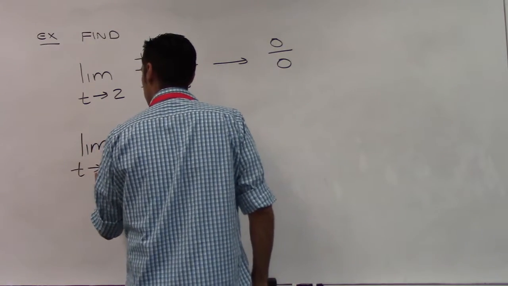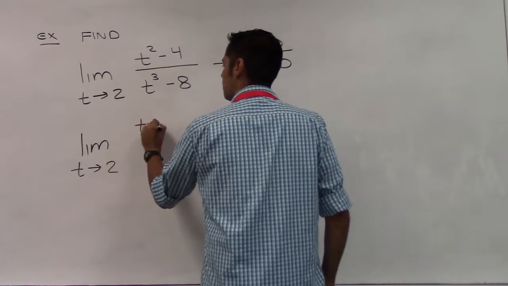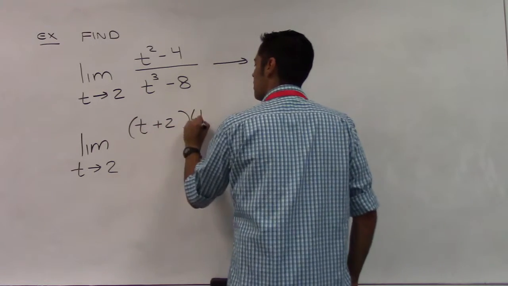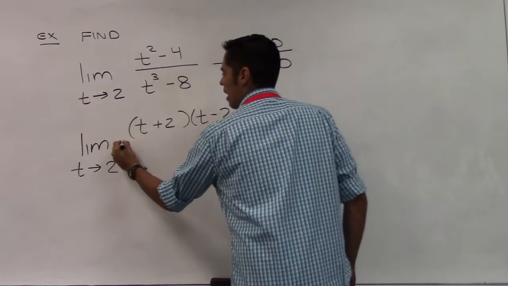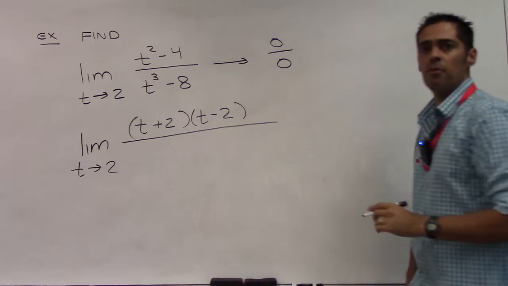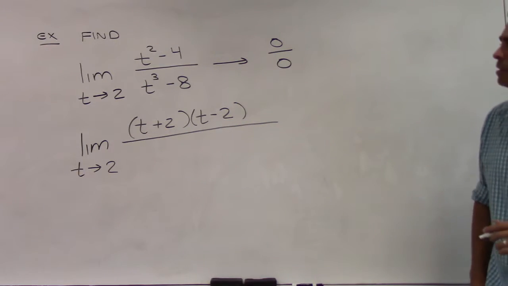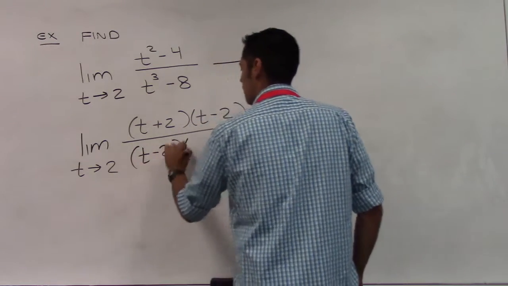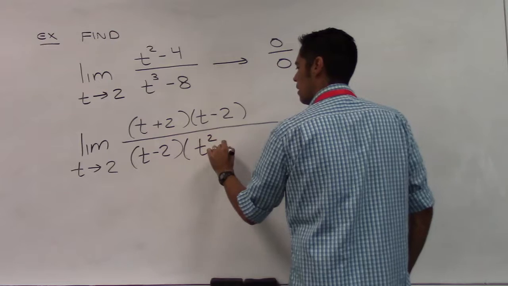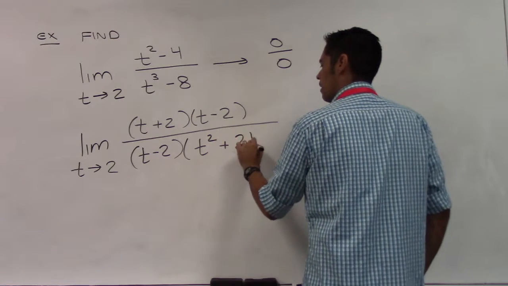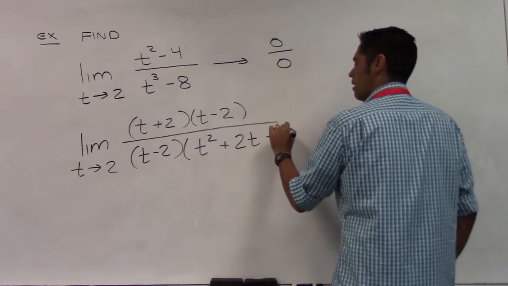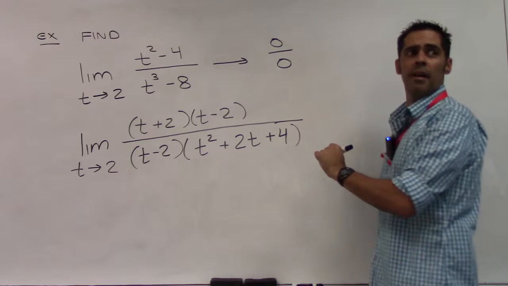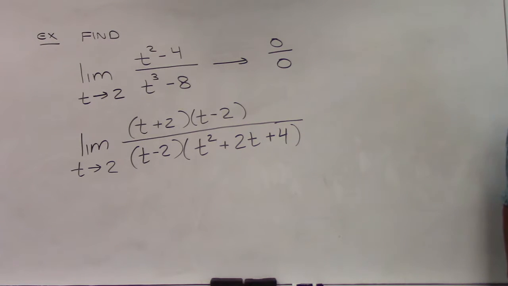Factor? Okay. Difference of squares on top: t plus 2, t minus 2. And difference of cubes on the bottom. There's a formula for difference of cubes. This one's going to be t minus 2 times t squared plus 2t plus 4. Good. Who was that? Did you read it or do you know it? I know it. Good. Awesome.